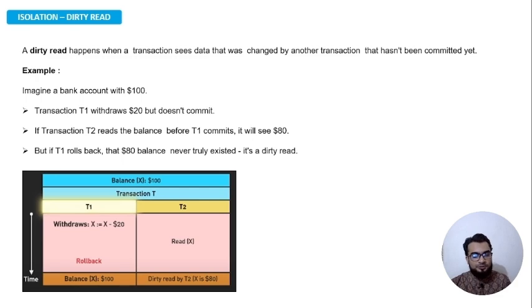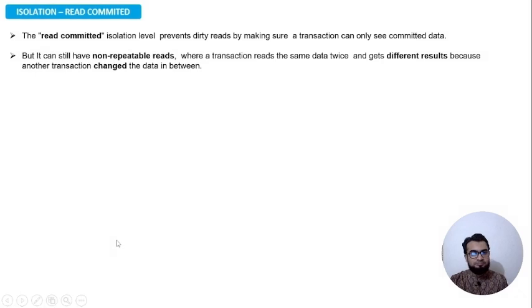Imagine a bank account with $100. Transaction T1 withdraws $20 but doesn't commit. If transaction T2 reads the balance before T1 commits, it will see $80. But if T1 rolls back, that $80 balance never truly existed. It is a dirty read. So the read committed isolation level prevents dirty reads by making sure a transaction can only see committed data.